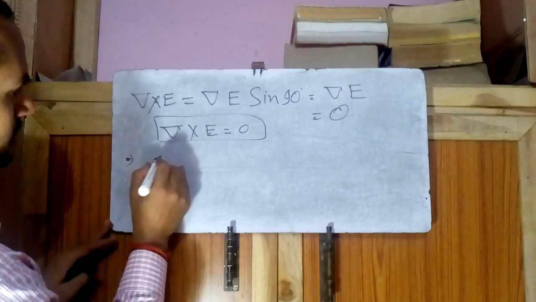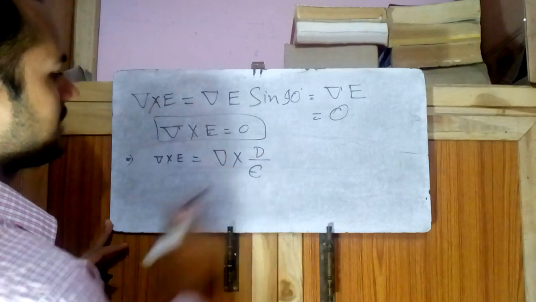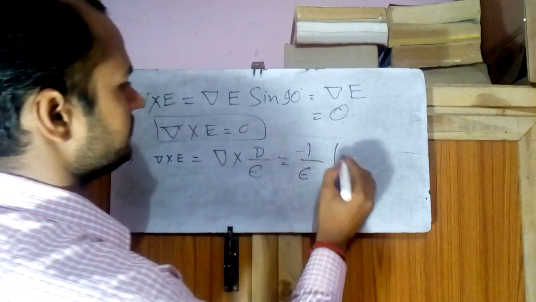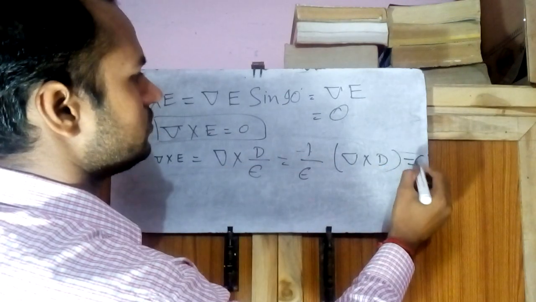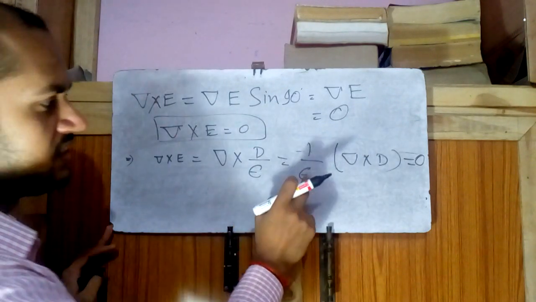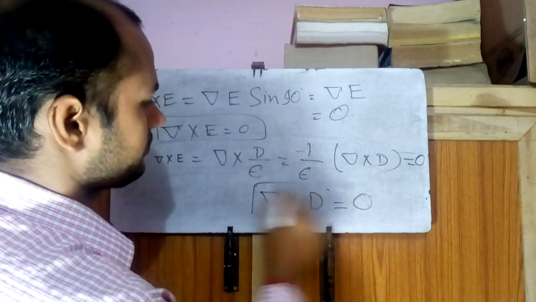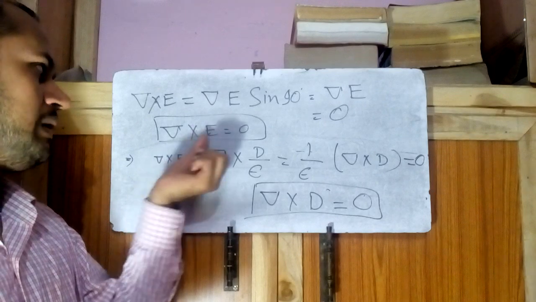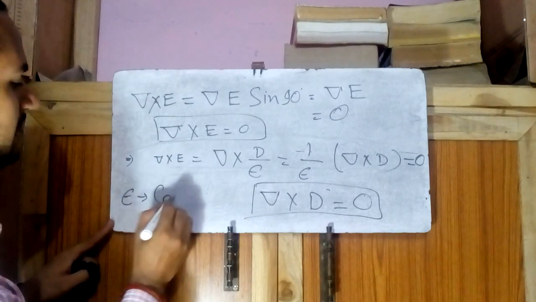Using this equation, del cross E is equal to del cross D by epsilon. D is equal to epsilon E, E is equal to D by epsilon, del cross D. So del cross E is 0, this is equal to 0. 1 by epsilon is outside of the derivative because here I am taking epsilon as a constant. So del cross D will be 0. So del cross E is equal to 0 always, because curl is generally applicable on electric field intensity. But del cross D is 0 only if epsilon is constant.